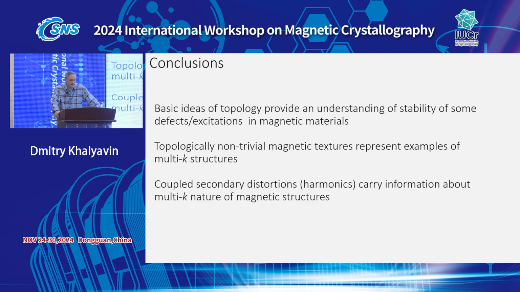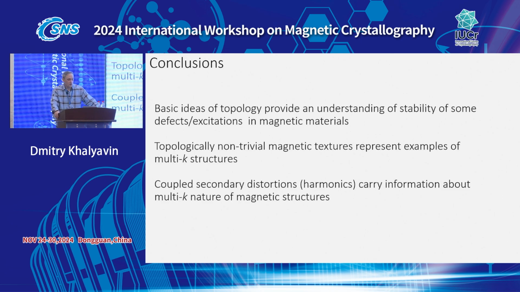So the basic idea of topology, as I hope I managed to show you, provides some understanding of the stability of some defects or excitations in magnetic materials. So I hope you understood how these simple ideas can help to understand why skyrmions, for instance, can exist as isolated objects, because they're very stable. If you find a way to inject them in your system, then it's very hard to get rid of them.